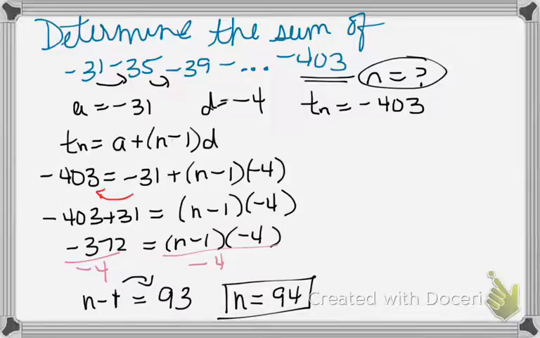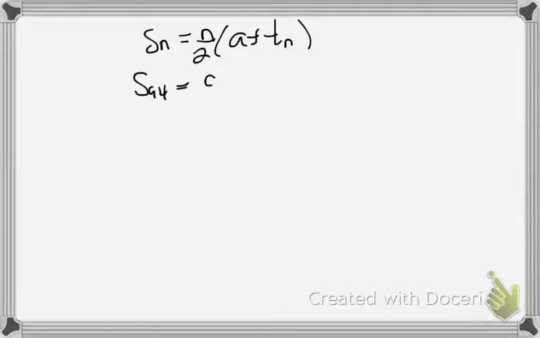Now that we know that, it's pretty straightforward from here on out. We're just going to plug right into the sum formula for an arithmetic series. Because I know the first and last term of my sequence, I can use this first and last term formula here. So we're going to find the sum of 94 terms, where the first term is negative 31. And the last term is negative 403.